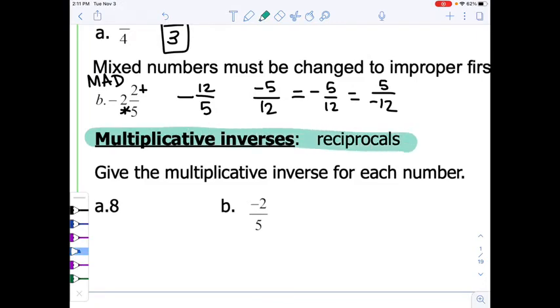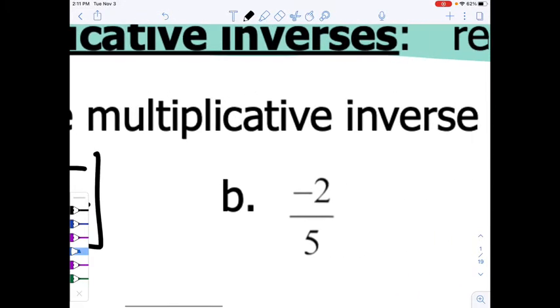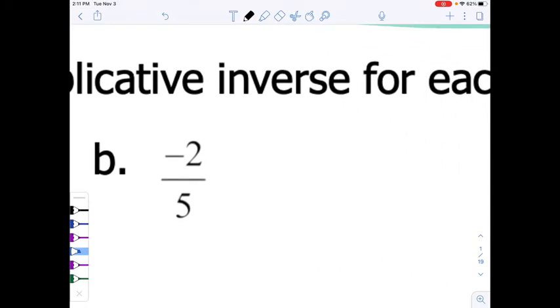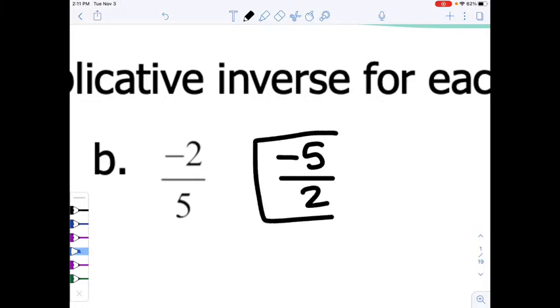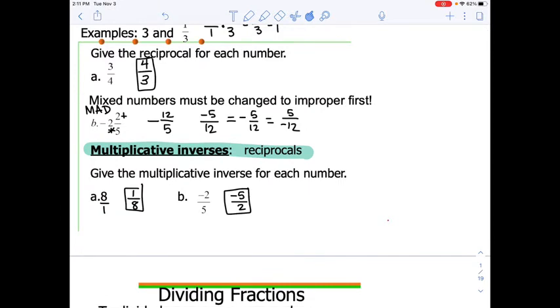Multiplicative inverses is just another way to say reciprocals. So to give the multiplicative inverse, or the reciprocal of 8, first I have to put it over 1 to make it a fraction. Now that it's a fraction, I can flip it around. Instead of 8 over 1, 1 over 8. Then for negative 2/5, again, the multiplicative inverse, all I have to do is flip it around. Instead of negative 2 over 5, it's going to be negative 5 over 2. So just to recap, reciprocal, multiplicative inverses, all you have to do is flip them around.